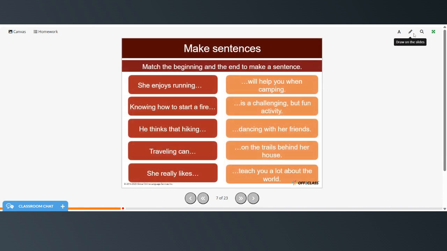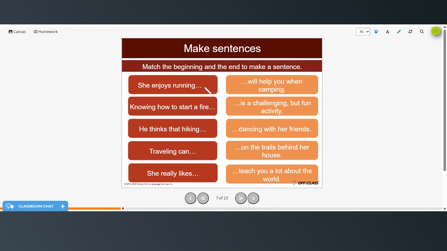Now you're going to make some sentences by matching the beginnings and the ends to make a sentence. You can pause the video, try these on your own, and then restart when you're ready to check your answers.